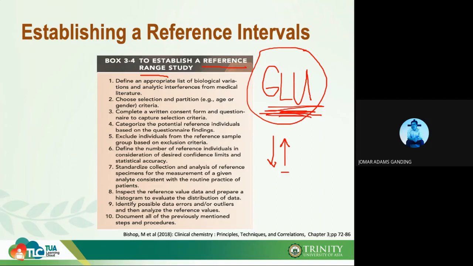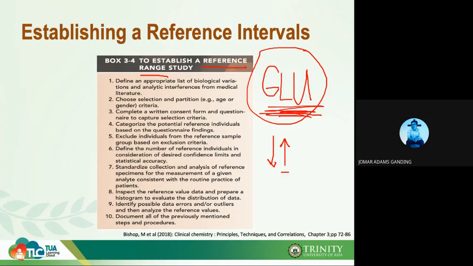Later, by the end of this discussion, I'll be giving you an assignment so that you would understand what biological variations and analytical interferences are. Having said that, after you have listed down all the expected hindrances, the expected possible sources of error, you would now proceed to the selection and partition.